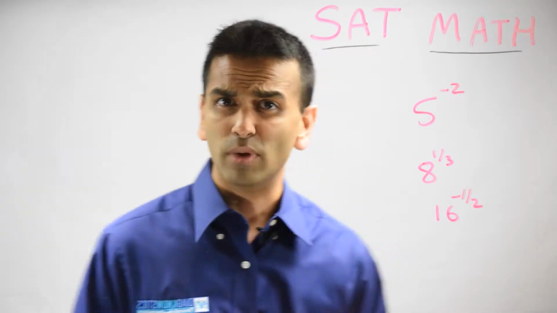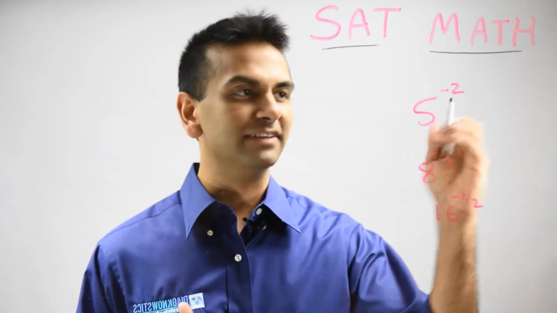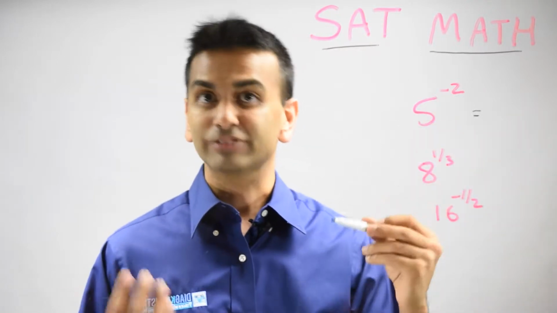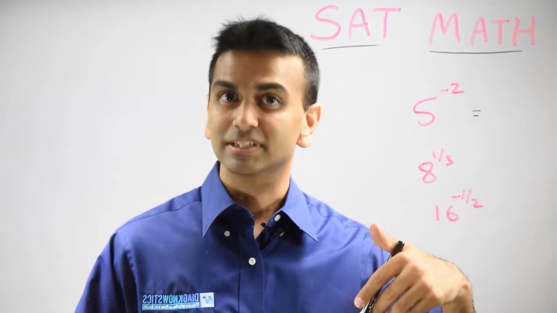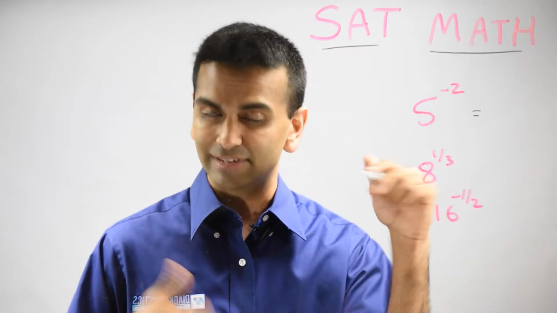Finally, let's talk about what if the exponents are negative or fractional. Anytime you have a negative exponent, that just means you've got to flip where it is. If it's on the top, it goes in the denominator. If it's in the denominator, it goes up into the numerator. And then you can change the negative to a positive.